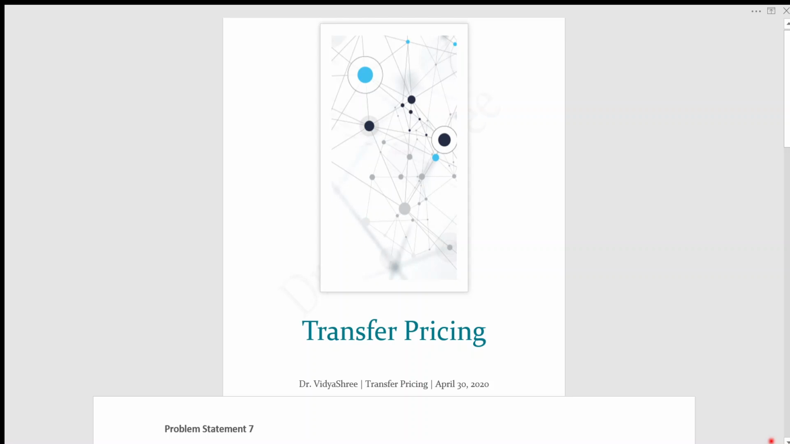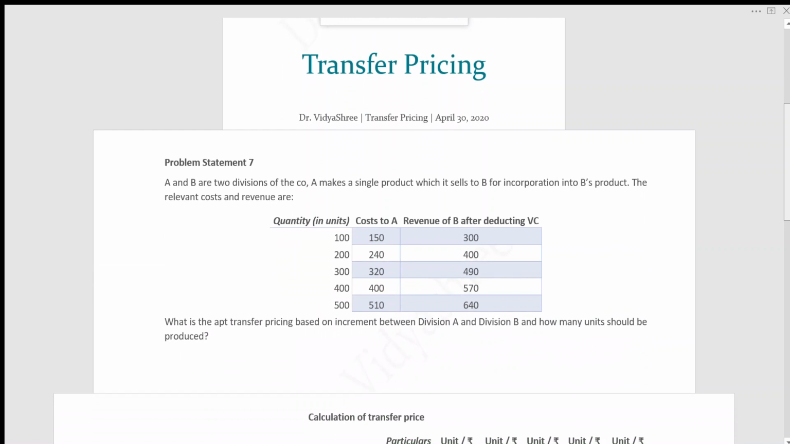Welcome to Transfer Pricing Problem 7. Let's see the problem statement. A and B are two divisions of the company. A makes a single product which it sells to B for incorporation into B's product. The relevant costs and revenue are given.